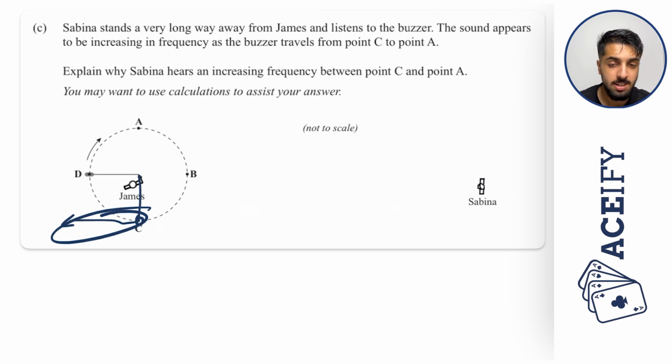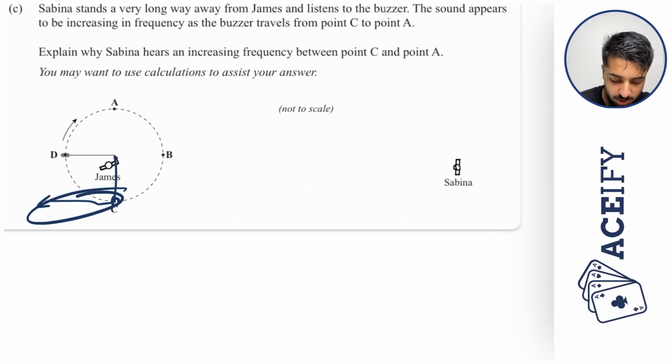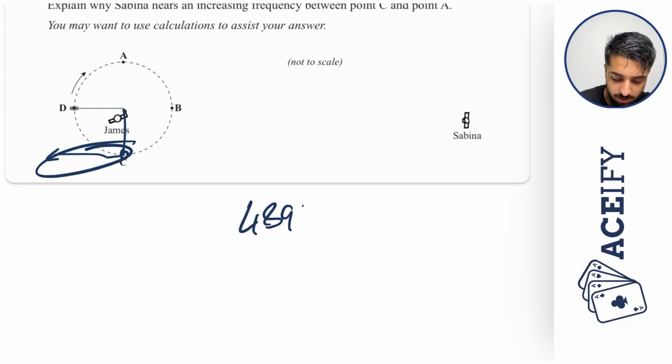And so this is when Sabina will hear the lowest frequency, which we just calculated as 489 Hz. Now, just to be safe, calculate it again. All you have to do is just copy your working. It's not a big deal.